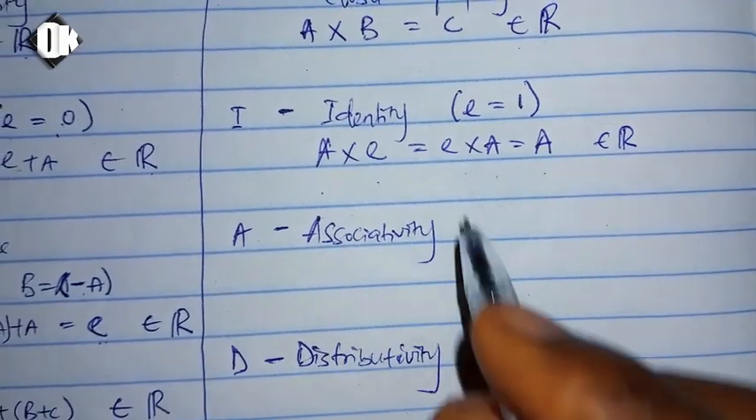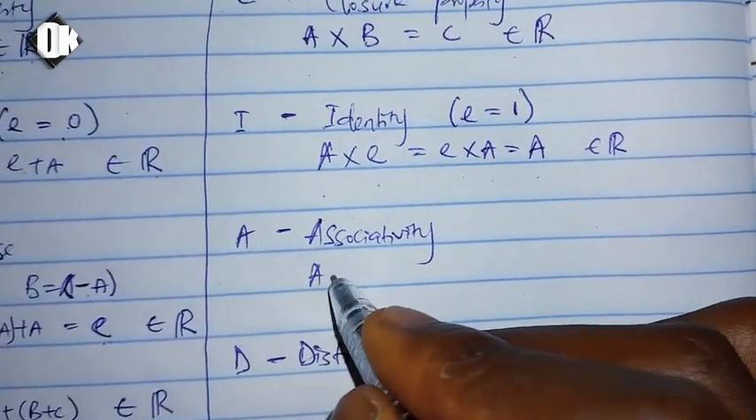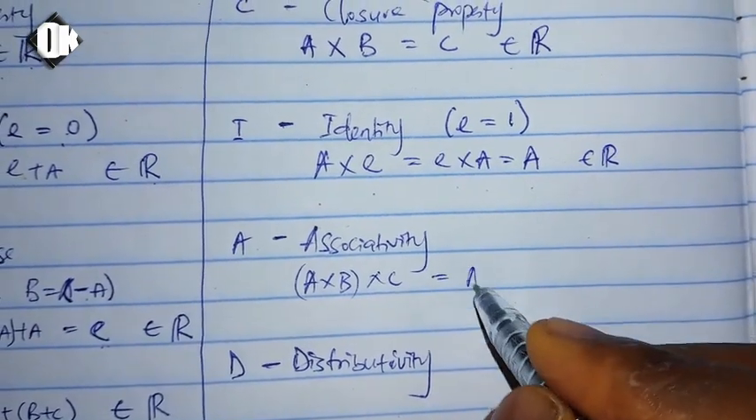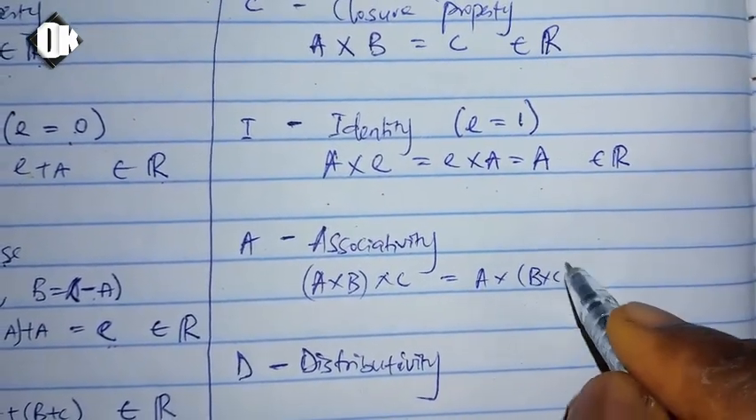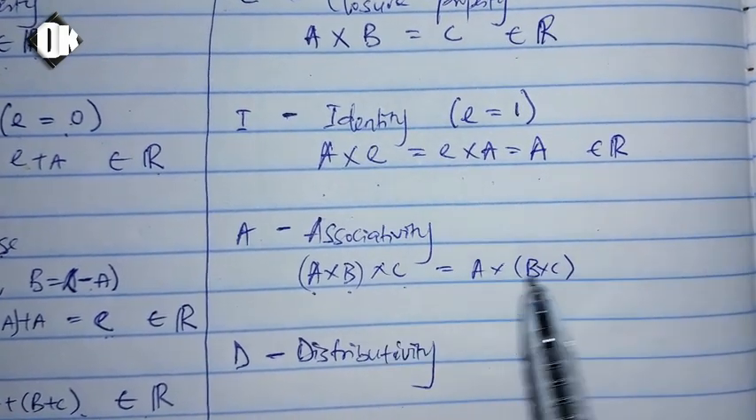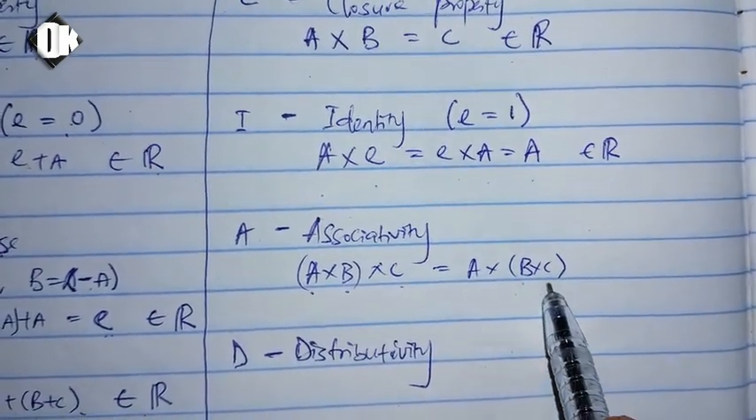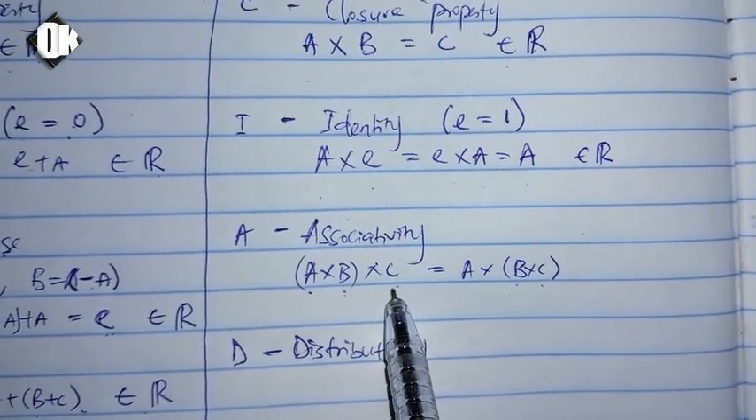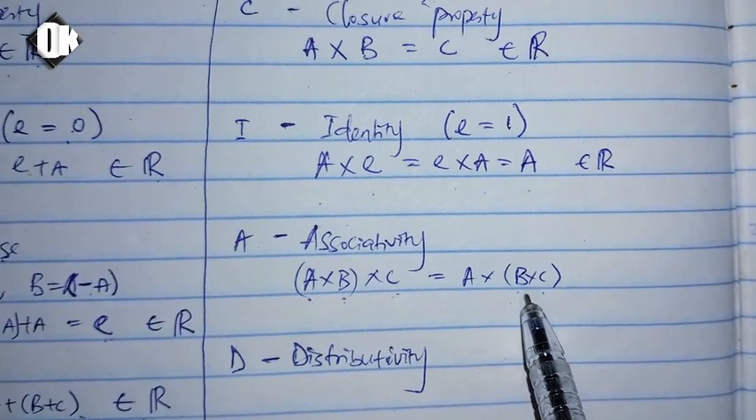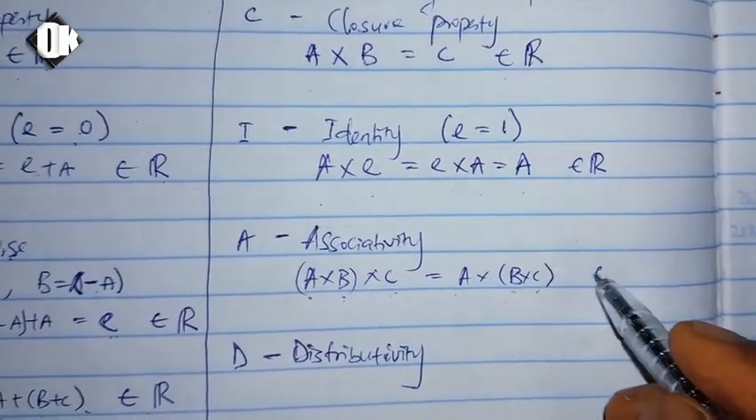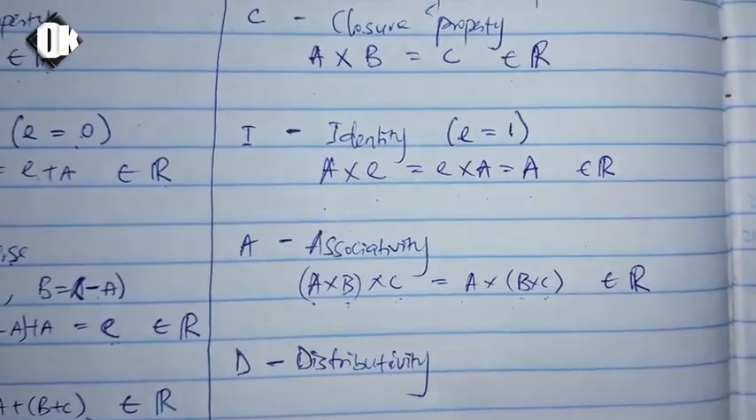Now for associativity, in this case, if I have A times B, all times C, it must be equal to A times B times C. That is, if I have 1 times 2, all times 3, this is the same thing as saying 1 times 2 here is 2, 2 times 3 is 6. Then we have the same thing as 2 times 3 is 6, 6 times 1 is 6. Now, all must come from my set of real numbers.